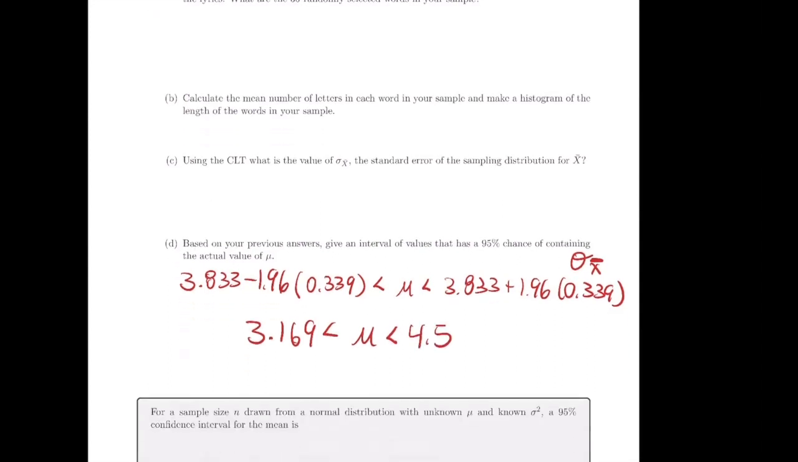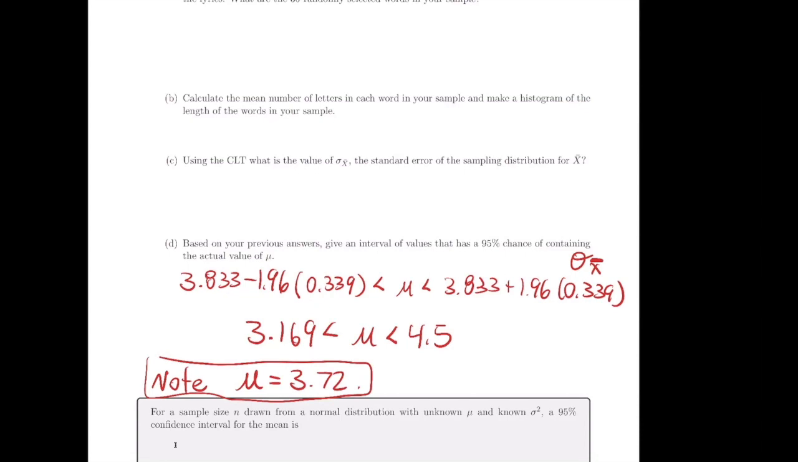And so this is giving us an interval of plausible values for the mean length of all words in the song, which is 3.72, right? So we contained this. I think the population mean was 3.72. Normally we don't know what that is, but here we do, so we can compare our interval to see how we did.